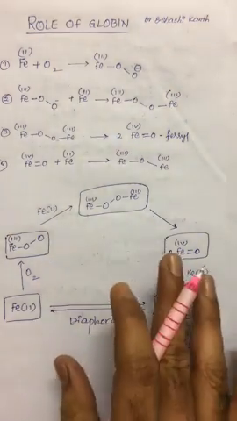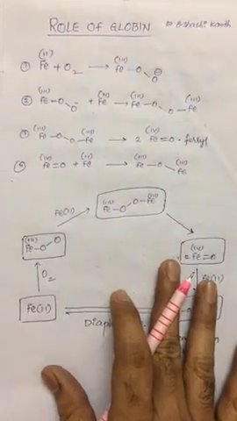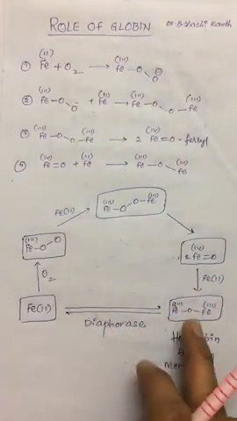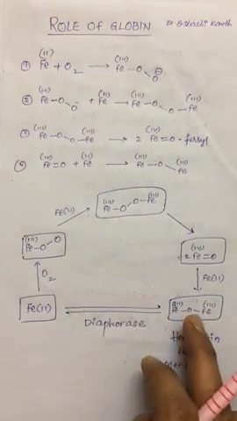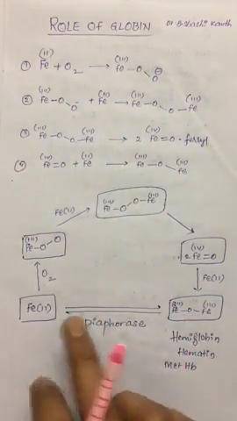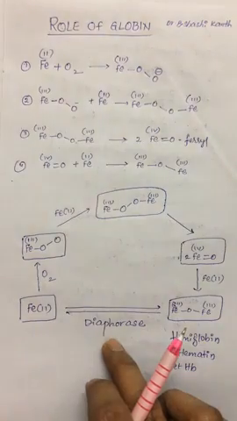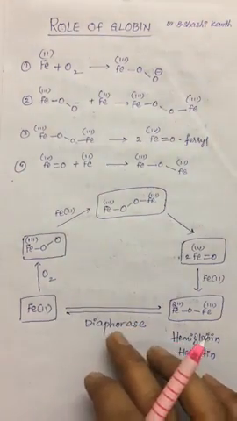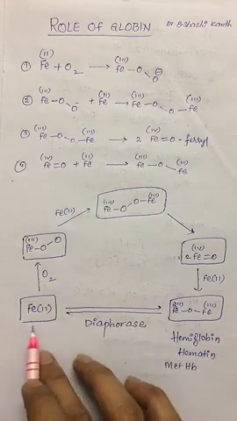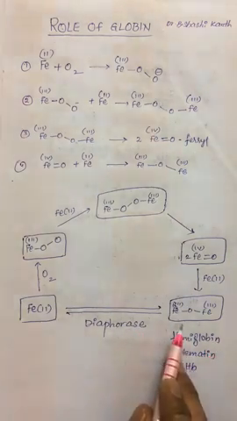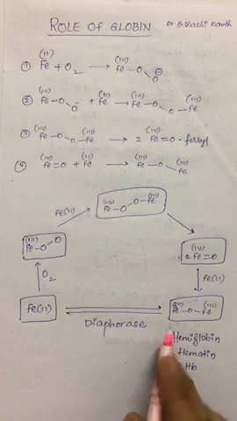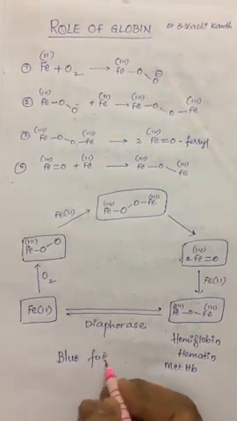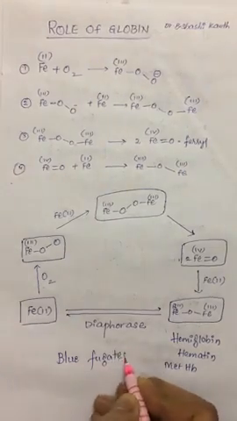Now even in the presence of globin chain, regularly about 2 to 3% of the hemoglobin converts into hematin, but such a hematin is back converted into hemoglobin by an enzyme called diaphorase. If diaphorase is absent, then newborn babies may die due to the conversion of hemoglobin into hematin. This can be seen in blue fugates. In blue fugates, diaphorase enzyme is absent.